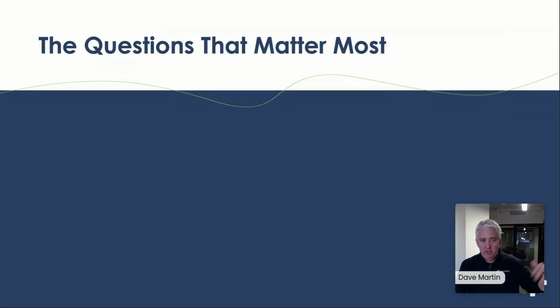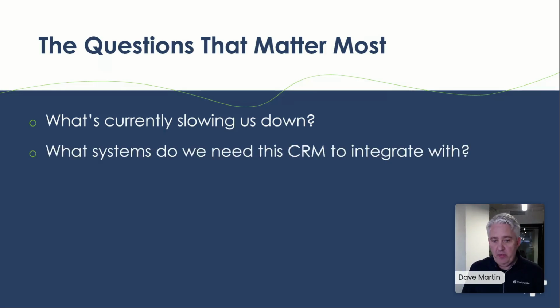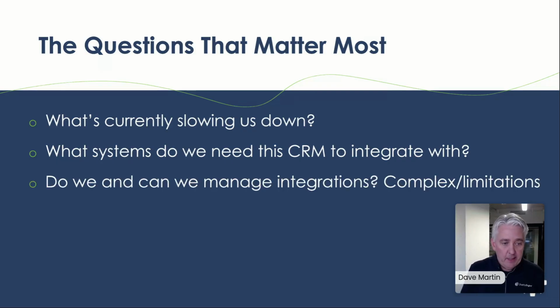So the questions, I'm going to do this over and over again. The questions that matter most, remember, we'll share these with you at the end. What's currently down? What systems do we need to integrate with? Because integrations are not easy, right? They create a lot of complexity and can be costly to do as well. They're not always the wrong thing to do. We integrate with all kinds of platforms to make it easy to do that. But do you need to integrate? Do we and can we manage integrations?